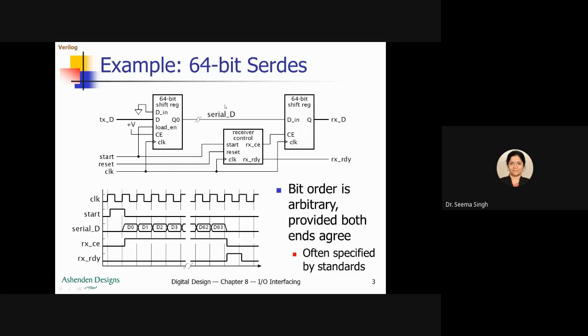If it is not synchronized, you can imagine that your data will get jumbled up, it will get missed, and so many problems will happen. So for serializer and deserializer, all three clocks are synchronous, so that we get the data properly. So you can see here what is happening when a start bit comes. When a start bit comes, serial data will start coming from D0 to D63.